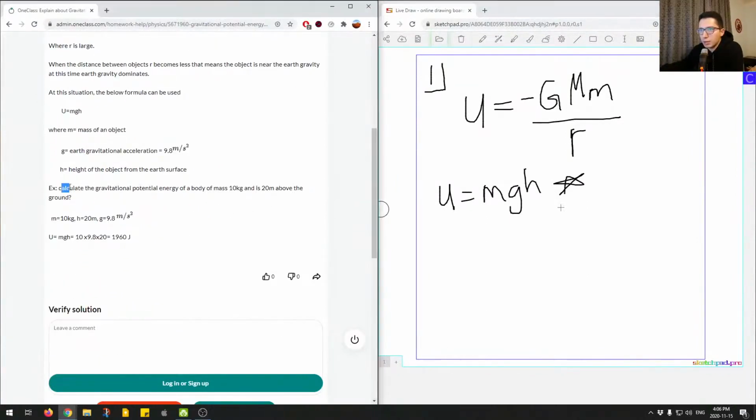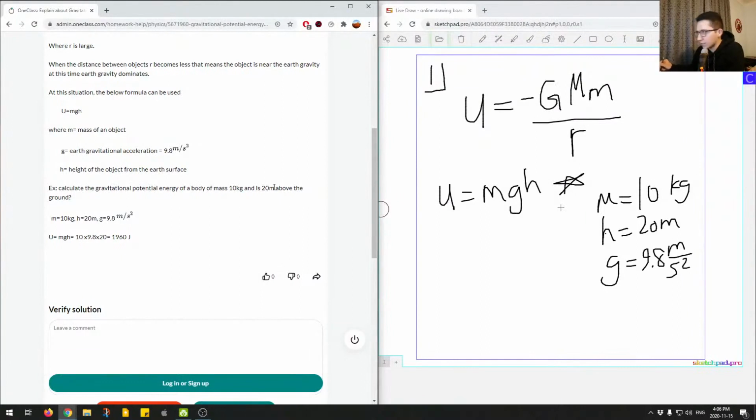We'll run through this. So calculate the gravitational potential energy of a body of mass 10 kilograms. So we have m equals 10 kilograms and it is 20 meters above the ground. So these are in the correct SI units, kilograms for mass, so we don't have to do anything there. h is 20 meters, so I'll put the units. And then we know g is 9.8 meters per second squared. That's just acceleration due to gravity. So here we just plug in these values, 10, 9.8, and h is 20.